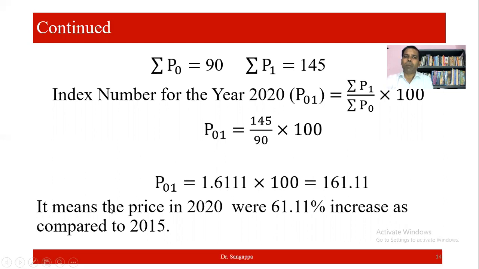It means the prices in 2020 were 61.11% higher as compared to 2015. Here we can observe that the prices of the commodities in the current year increased by 61.11%. Because the base year is 2015 and the current year is 2020, all the commodity prices aggregatively increased by 61.11%.